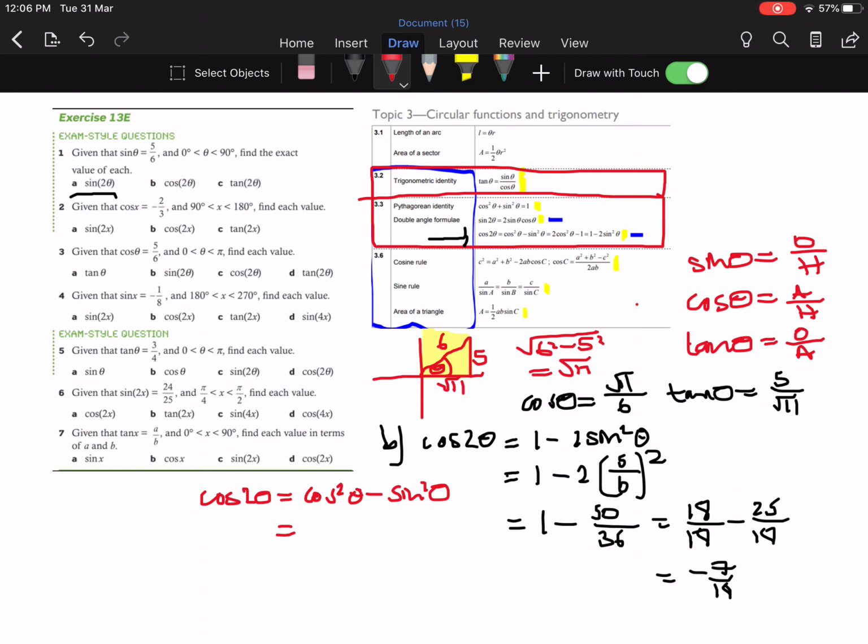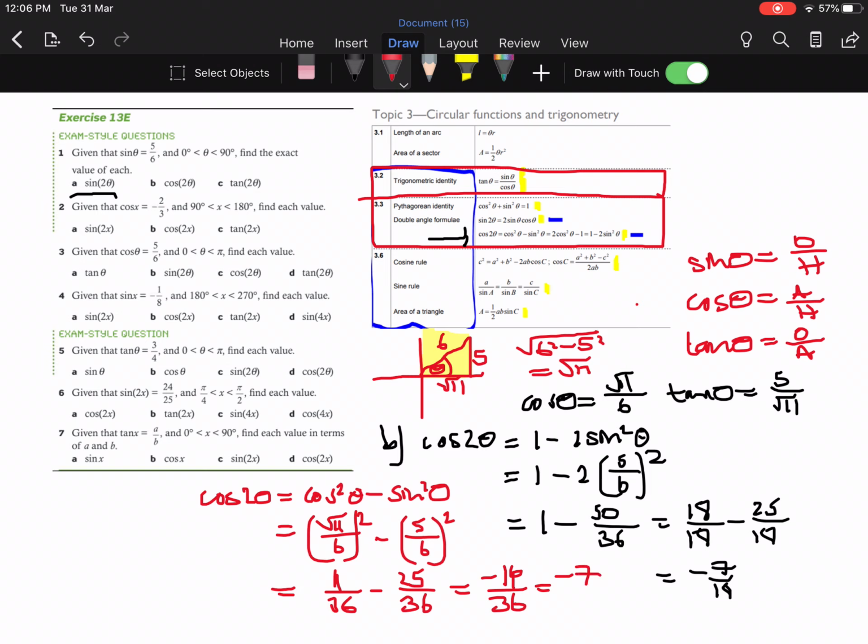So I know that cos theta is equal to root 11 over 6. So that's cos squared theta minus sine squared theta, which I know is 5 over 6 squared. So that's going to be 11 over 36 minus 25 over 36, which is going to give me negative 14 over 36, which simplifies to negative 7 over 18. So there I've shown you that you can use multiple.